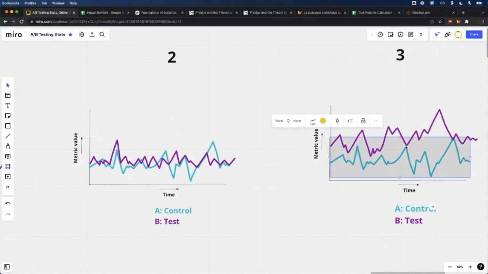So this one is the line. I don't know why this is getting stuck. Let's try again.